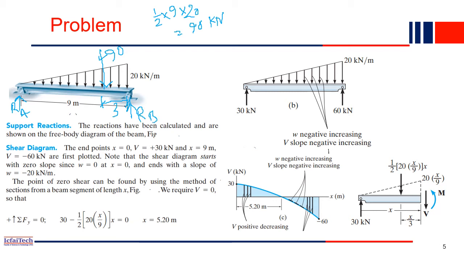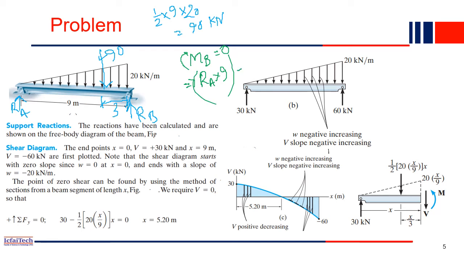You know how to do that. We'll take moment about B, moment about B equal to 0. What are the forces acting about B? One is RA, which is acting in a clockwise direction, so RA into 9 will be the moment. So we write RA into 9. This is one moment.